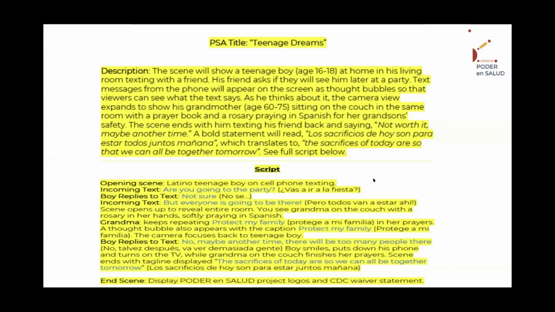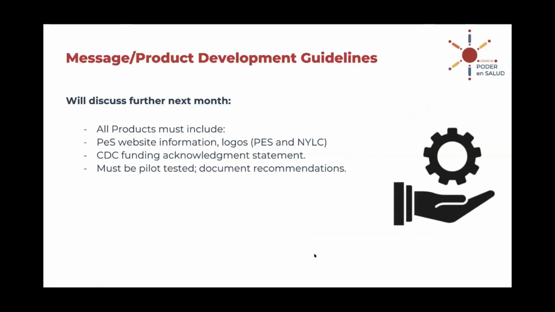And as well as there being a description, you will have to include a script. And this is just an example of what a script will look like. But just in terms of time, we'll just move forward with the PSA form, or the PIF form. So going forward with this product information form, we will discuss in more detail what these message products will include.